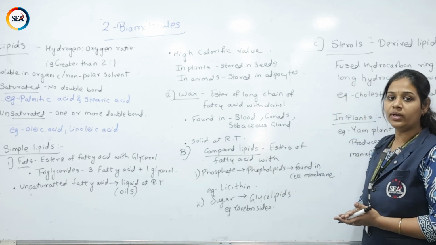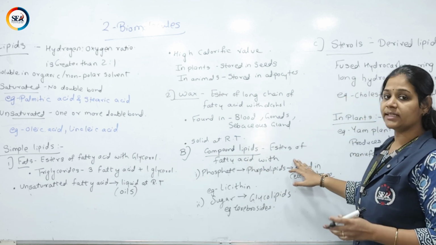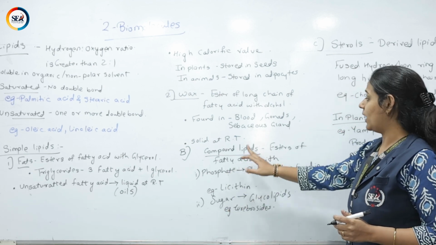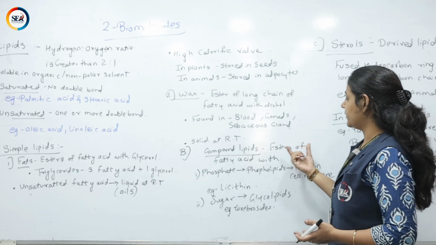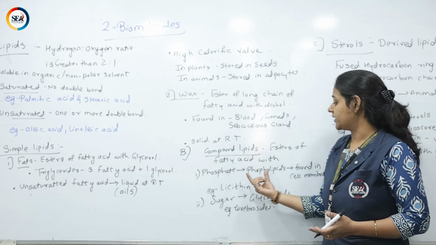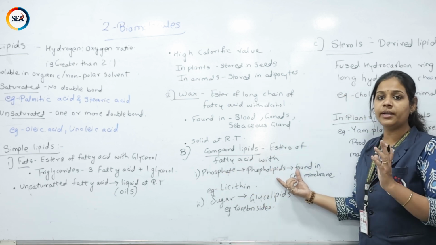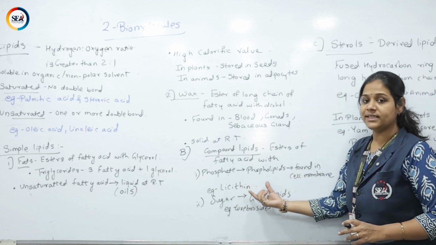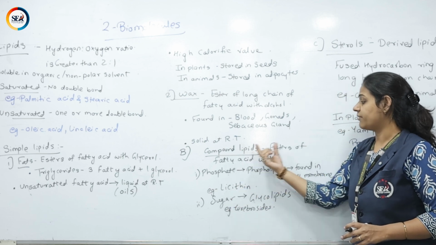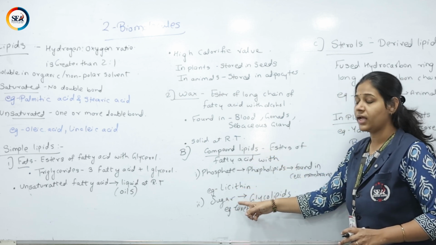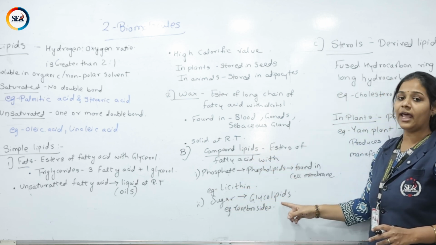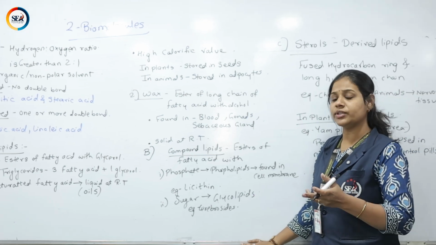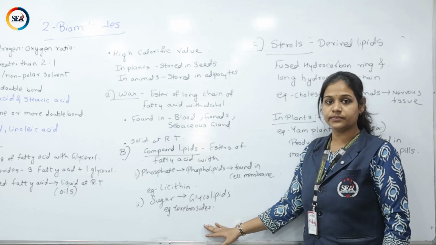Second one is compound lipids. Esters of fatty acids, if they are found with other molecules like phosphate or sugar, are called compound lipids. If they are found with phosphate, they are called phospholipids. We know phospholipid is usually the component of the cell membrane. Example, lecithin. Second, if the fatty acids are found with sugar, then they are called glycolipids. These glycolipids are mostly found in the brain, and so they are called cerebrosides.